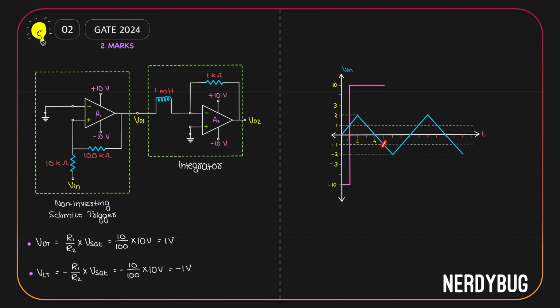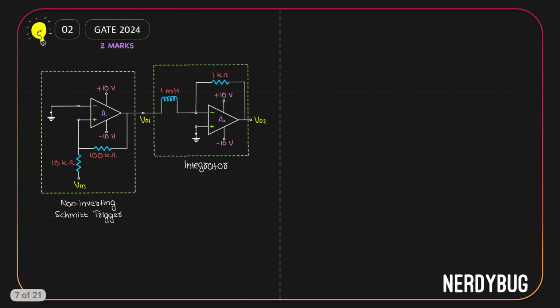Once input crosses minus 1 volt at 5 microsecond, the output of the Schmidt trigger will again switch from plus Vsat to minus Vsat. This will keep on happening. This gives us a square wave output. Also, you can see that the square output is 1 microsecond delayed when compared with the triangular input.